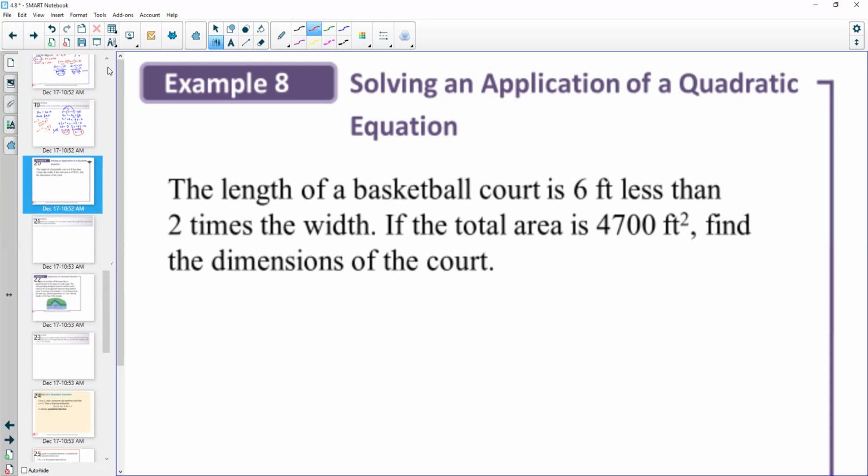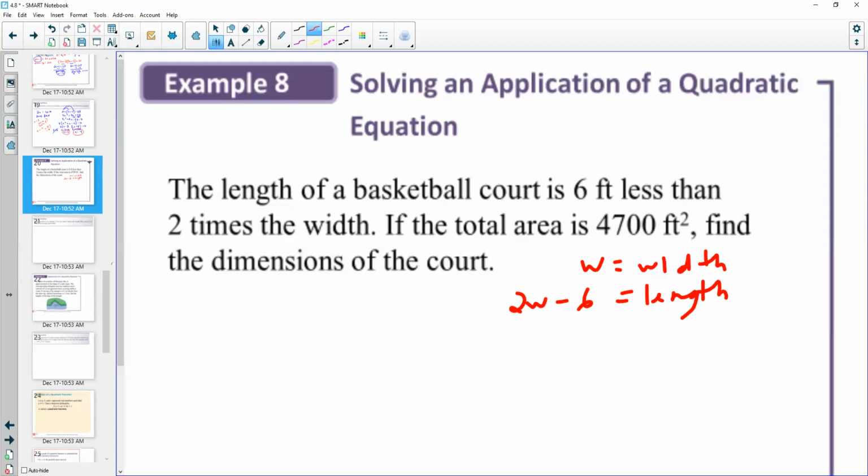Okay, so I don't know the width. Let's call that W. But I know the length is 6 feet less than 2 times the width, right? 2w minus 6. The area is 4,700 square feet. Find the dimensions. Wait, how do we find area?